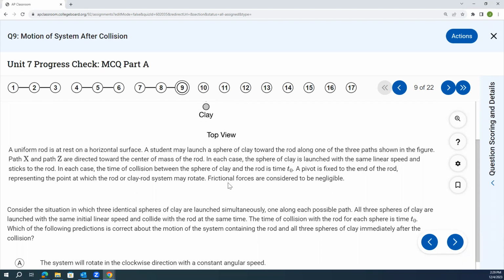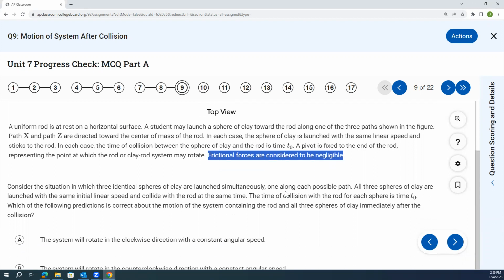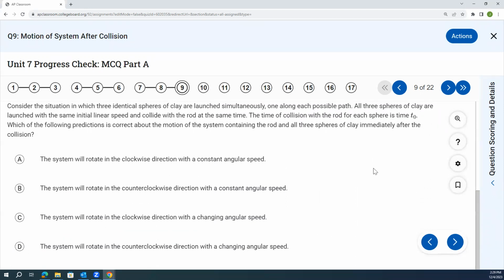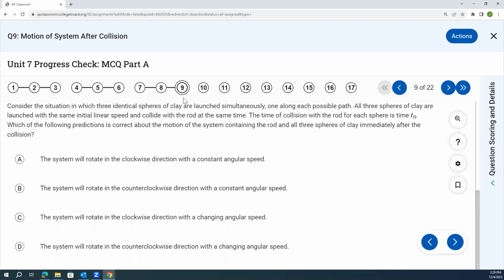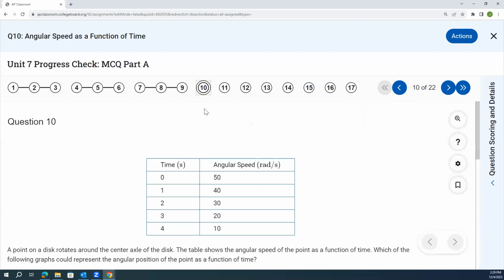Where did it say there was no friction? Oh, friction is negligible, right? So once it gets in motion, you just keep rotating at the same angular speed for 1,000 years. So the answer has to be option A. If there's no friction, it just goes at a constant angular speed. Okay, you guys good with option A? Option A. All right, number 10.